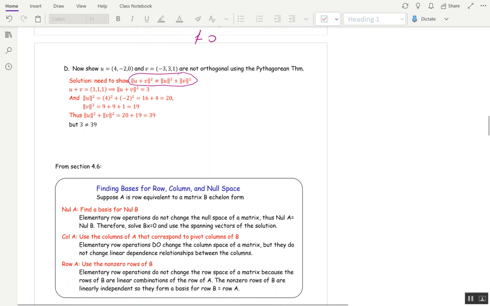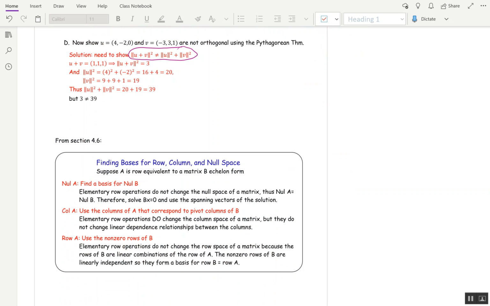But this box right here is from section 4.6, and it's a review of how to find a basis for row A, col A, and null A, and we'll use that in the next video. I just want to remind you, for col A, for a basis for col A, if B is row equivalent to A, you're going to use the columns of A that correspond to the pivot columns of B. So you don't actually use columns from B, you use columns from A. And then for row A, you use the non-zero rows of B. All right, and we'll pick up next time.